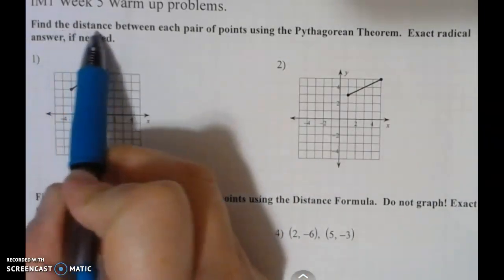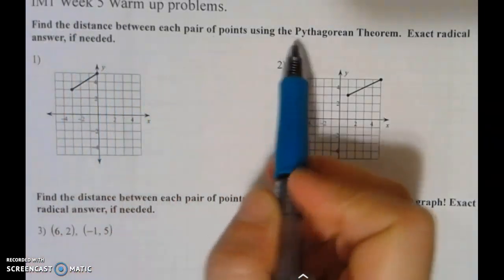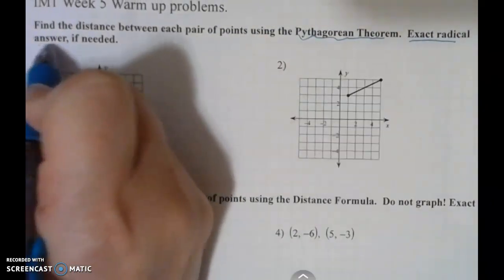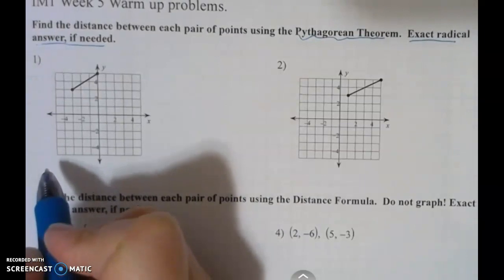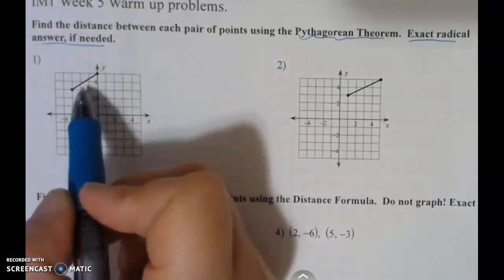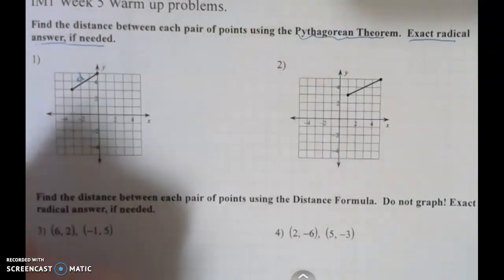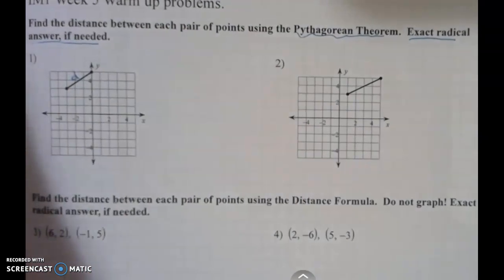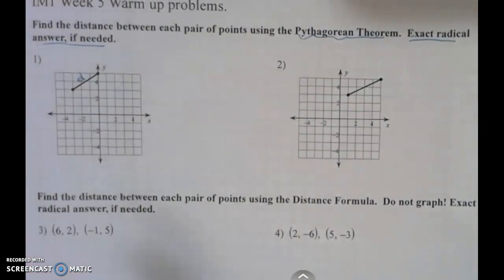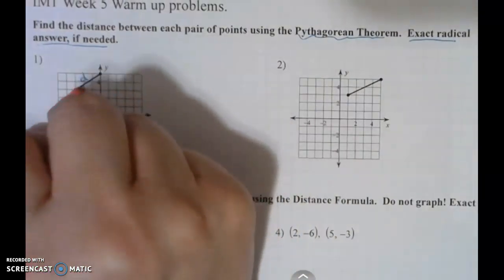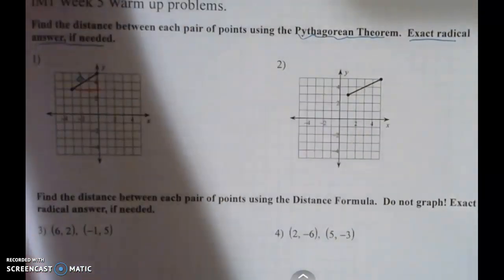It says to find the distance between each pair of points using the Pythagorean theorem. Exact radical answer if needed. That means we do not use the calculator. If it's a radical and it can be simplified, we want to simplify it. Looking at this, we are looking for this distance. Let's call this D for distance. How do we figure out the distance? Well, we can create a Pythagorean, or right angle, triangle and then use the Pythagorean theorem.